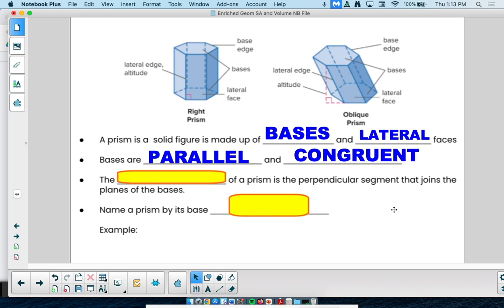Whereas the lateral faces, like the lateral pass in football, are like the sides, right? Your lateral faces are typically all these rectangles that build up your prism. The altitude or height is the perpendicular segment between the bases, so the height of how tall your prism is.